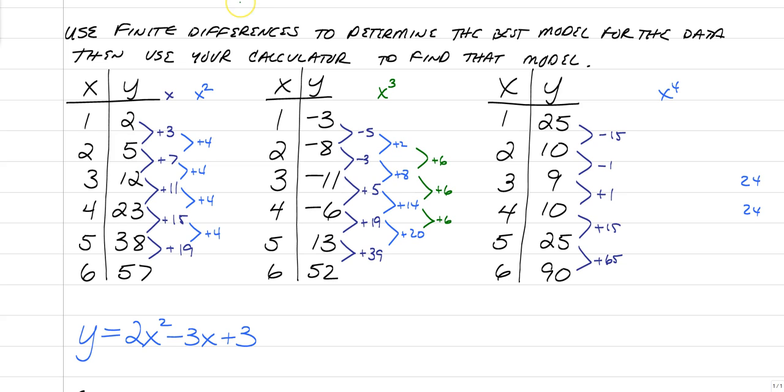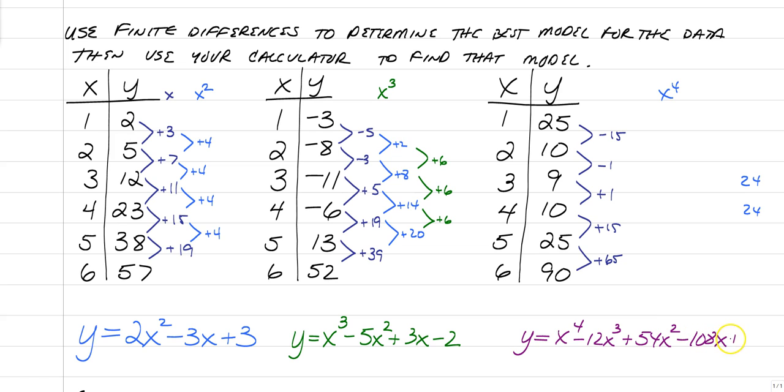Okay, so if you want to try these on your own to make sure you're using your graphing calculator correctly, for the second one you will end up with y is equal to x cubed minus 5x squared plus 3x minus 2 after you do a cubic regression. And the last one you'll end up with y is equal to x to the 4th minus 12x cubed plus 54x squared minus 108x plus 90 if you do a quartic regression.